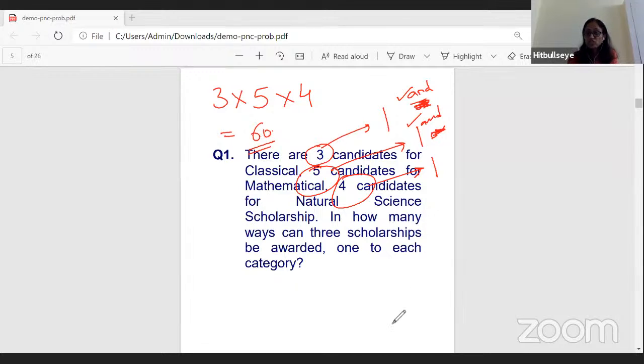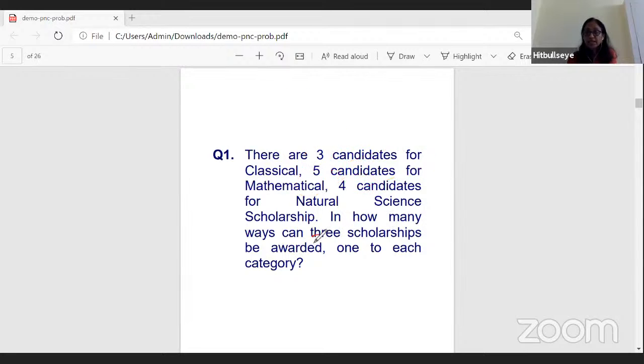Now, if I change the language of the question and I say that in how many ways can any one scholarship be awarded, then what will be the change in the answer? Instead of saying all the 3 scholarships, I say any one scholarship being assigned. Then what will be the answer? In that case, it will become an or situation. Either the first scholarship is to be given, or the second one, or the third one.